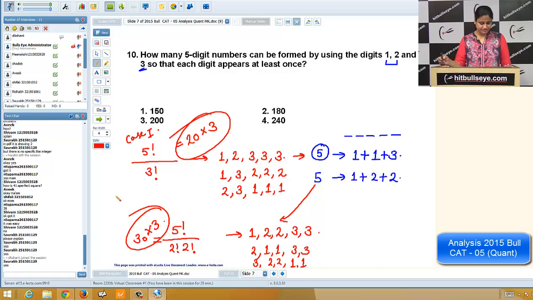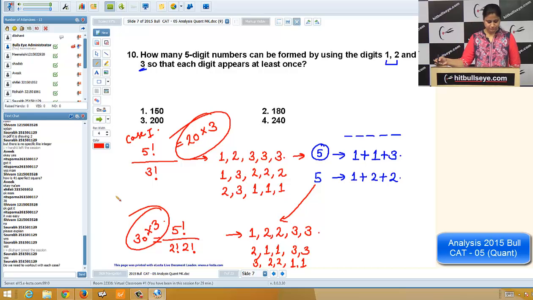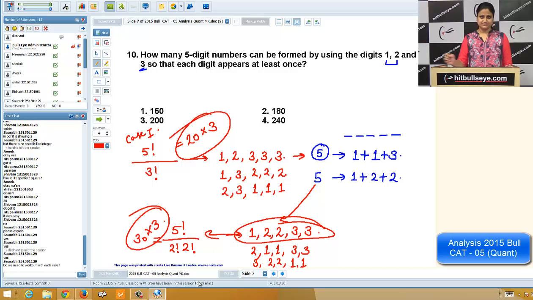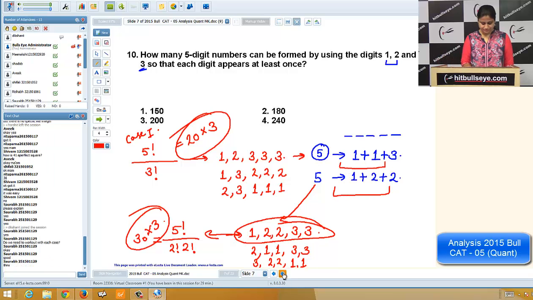Is it okay, Saurav? No, Saurav, actually not. We'll calculate for only one case and multiply this by 3. But we have to make these 2 cases. Let us move.